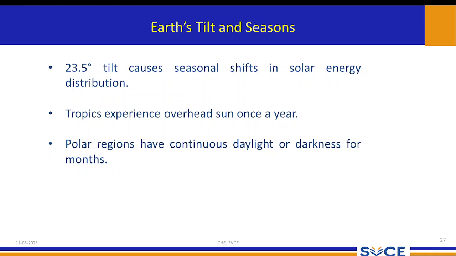As we know, the 23.5 degree tilt causes seasonal shifts in solar energy distribution. The tropics experience an overhead sun once a year. Polar regions have continuous daylight or darkness for months.